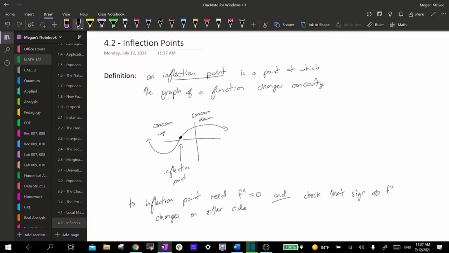So in our little drawing up here, on the left-hand side, our second derivative is positive, because we're concave up. And on the right-hand side, our second derivative is negative because we are concave down. Alright, so our second derivative changes signs at that inflection point. So let's look at our first example.